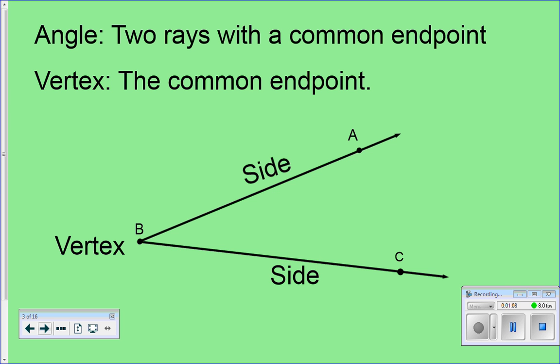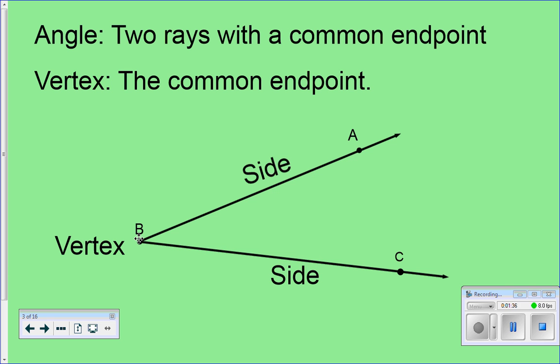Angle, 2 rays with a common endpoint. So yesterday, when you were measuring angles, you were actually measuring 2 rays. Okay, rays, and then this is the common endpoint. So the common endpoint means what they share. And the vertex is also known as that endpoint. That's another name for that vertex, that endpoint vertex. So that's what an angle looks like.